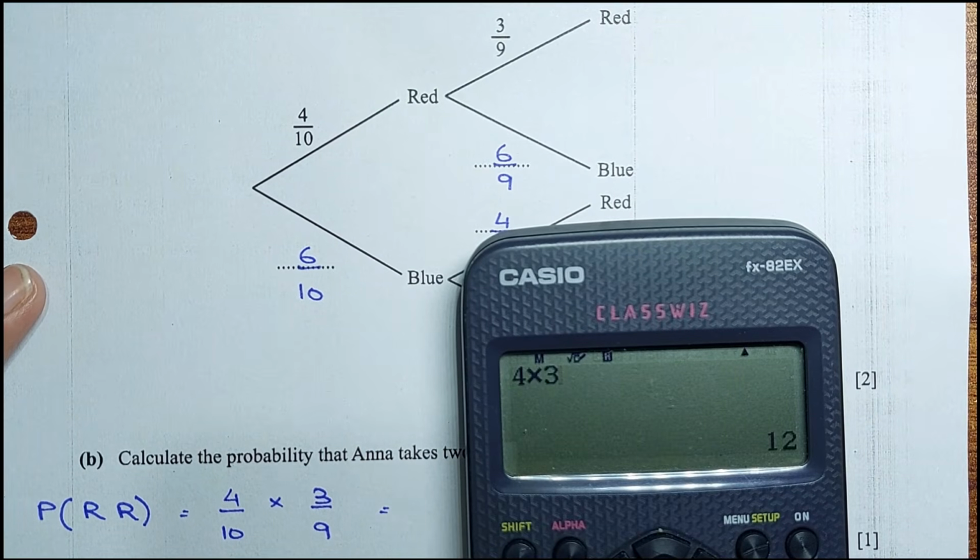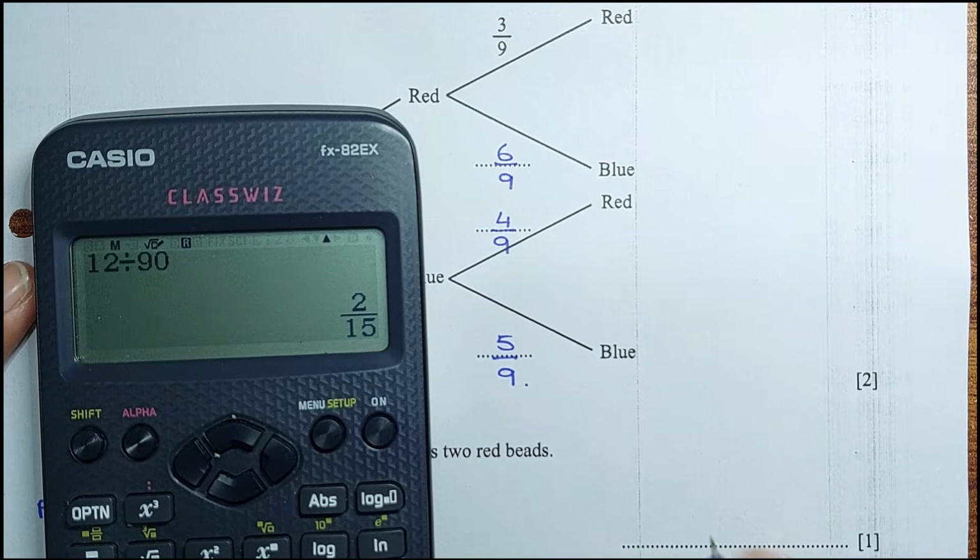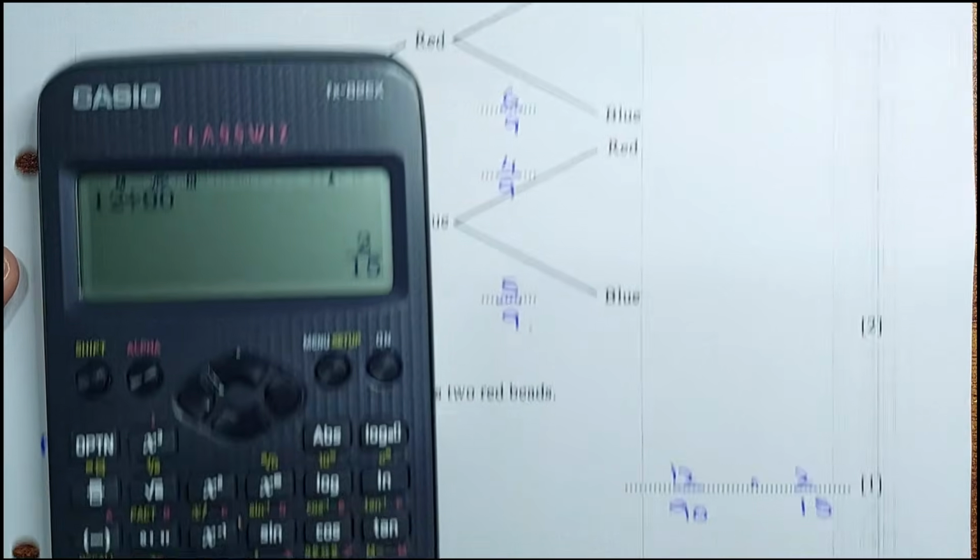4 times 3 would be 12 over 10 times 9 would be 90. 12 out of 90 in simplest form is 2 by 15. 12 by 90, or we can say 2 by 15 is the probability for the red.